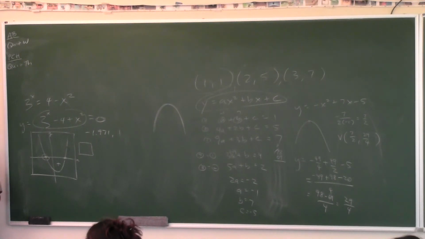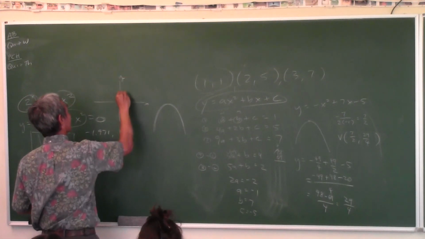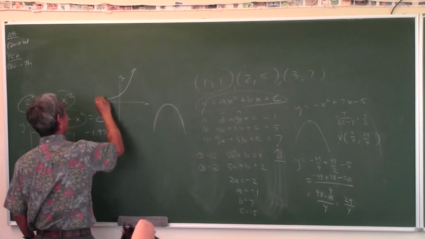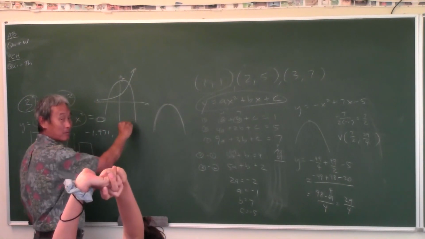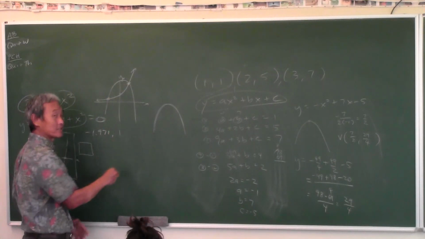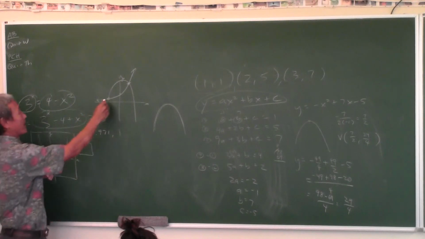Now, of course, another way to do it would be to draw this graph and draw that graph like this. What does 3 to the x look like? Okay, I'll tell you, something like that. What does 4 minus x squared look like? It looks like this, right? Parabola opening down. There are 2 points of intersection. So another way to do it is to draw both graphs and then just find where they intersect.